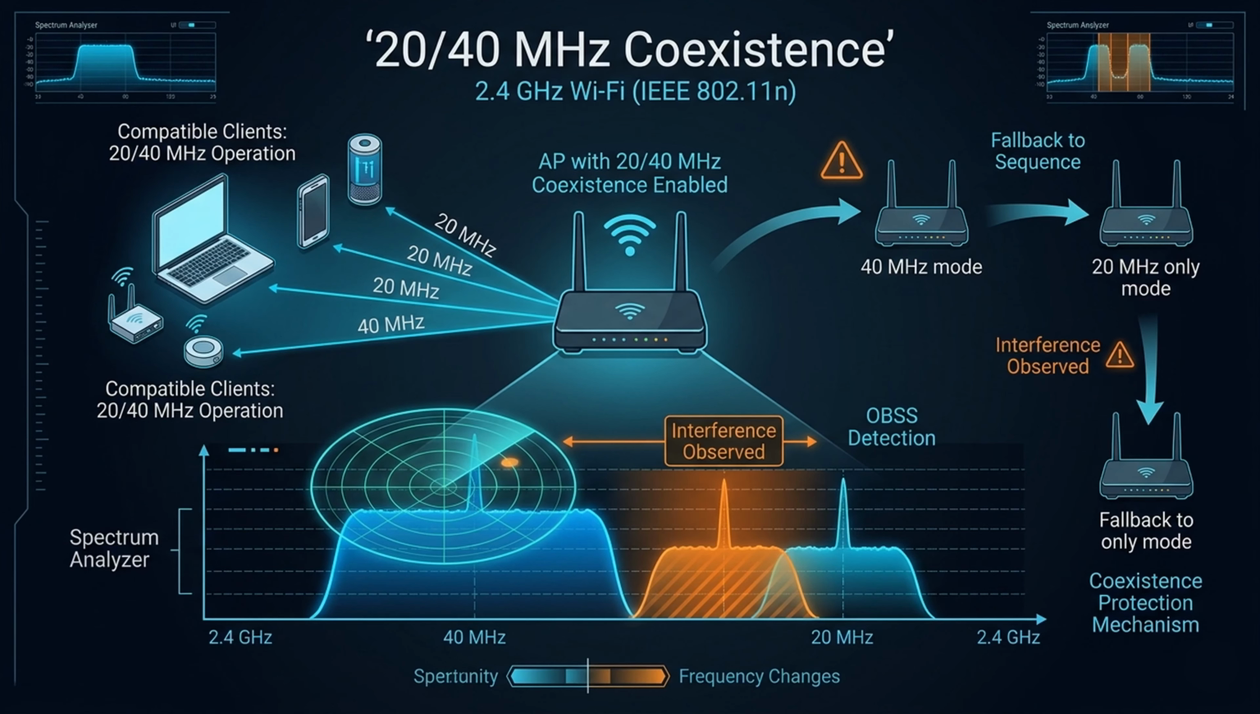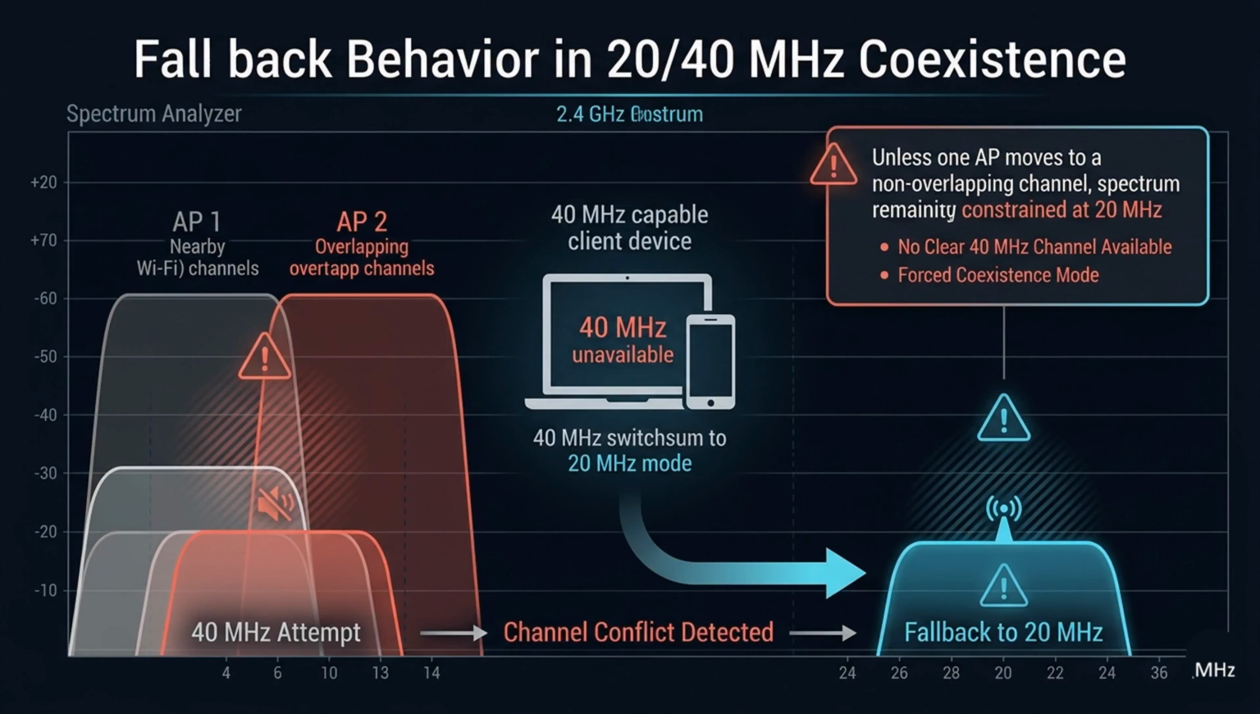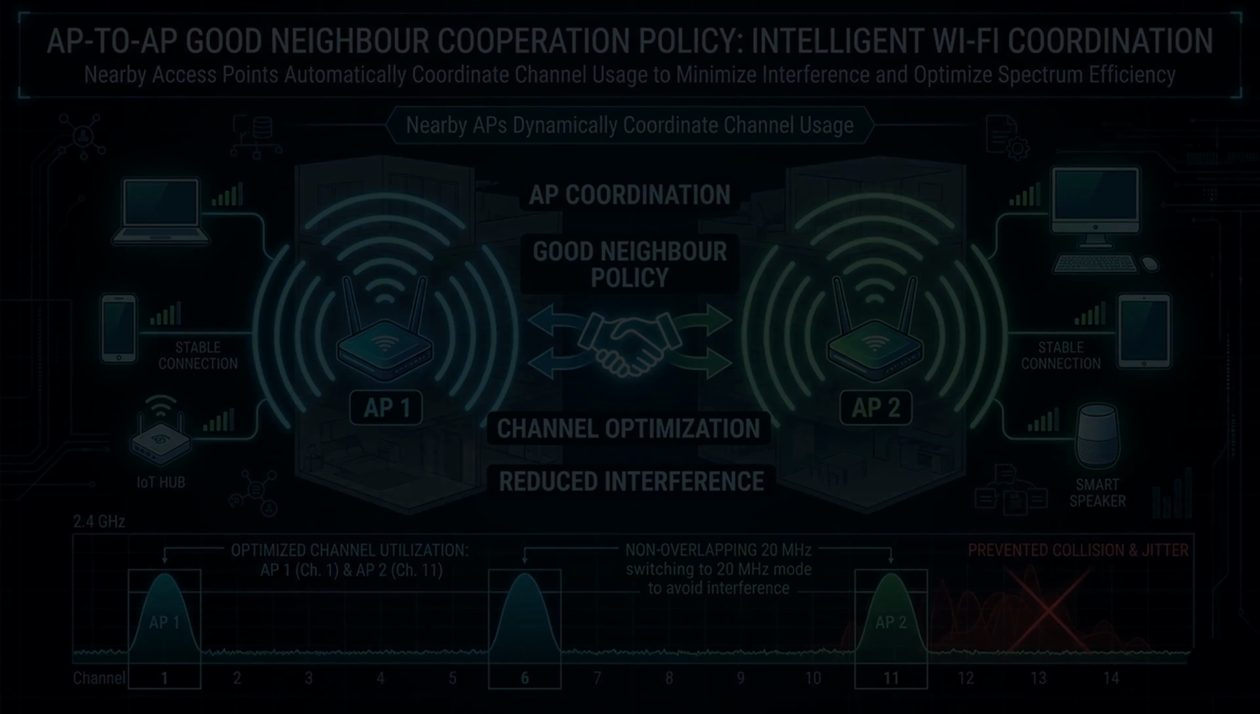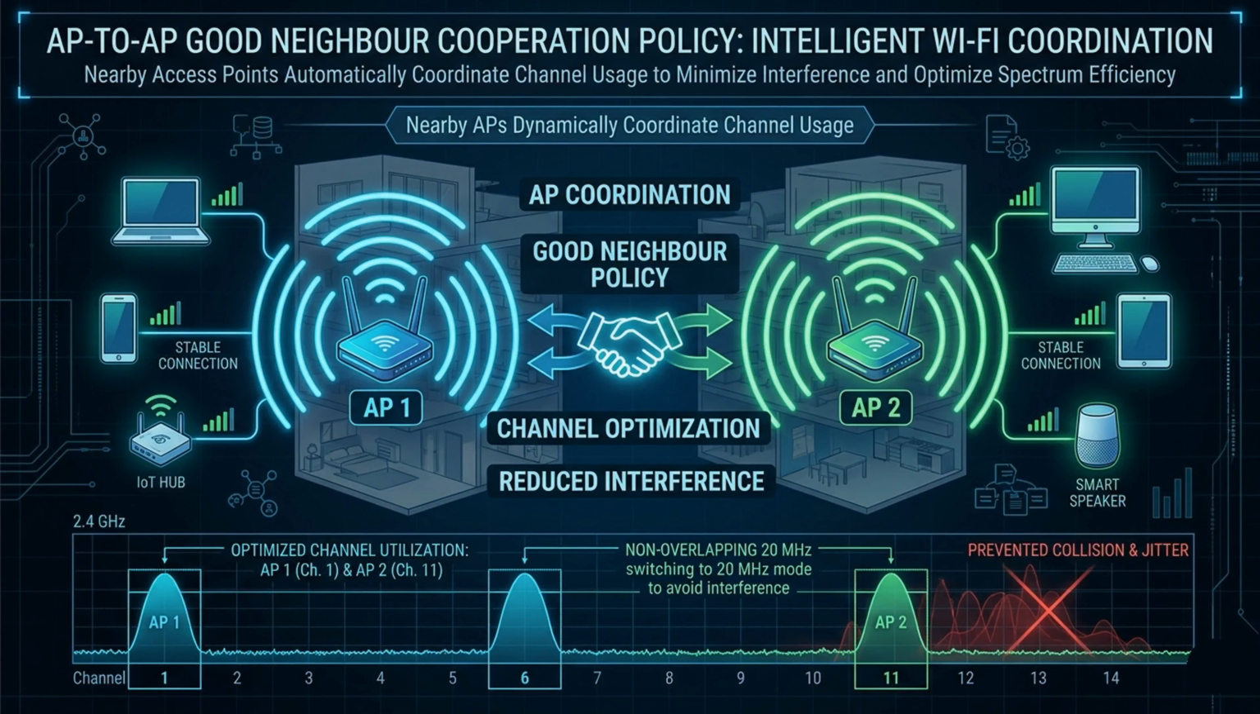Both APs will fall back to 20 MHz only, allowing them to both coexist. This also means that 40 MHz capable client devices will also fall back to 20 MHz, since they cannot find a 40 MHz bandwidth channel. Unless one of the two APs moves to a non-overlapping channel, the bandwidth remains at 20 MHz. This is an AP to AP good neighbor cooperation policy.